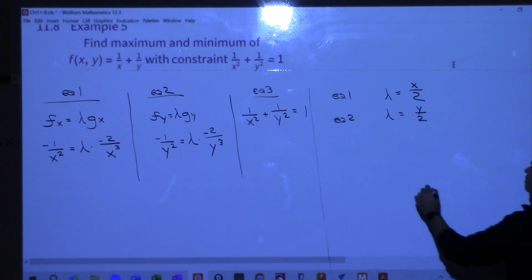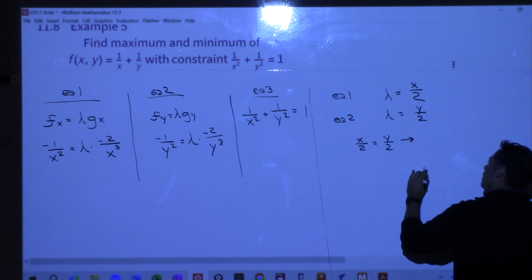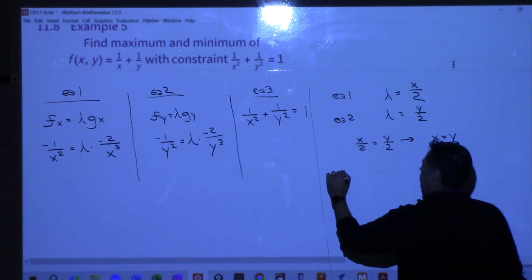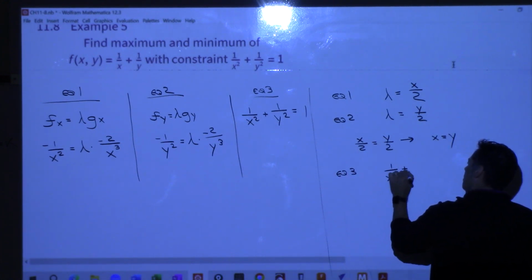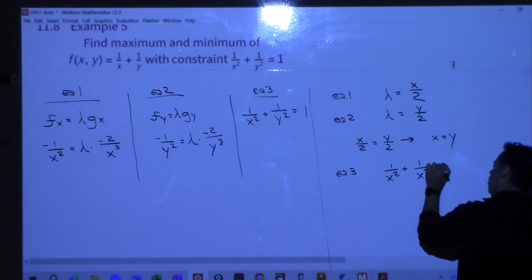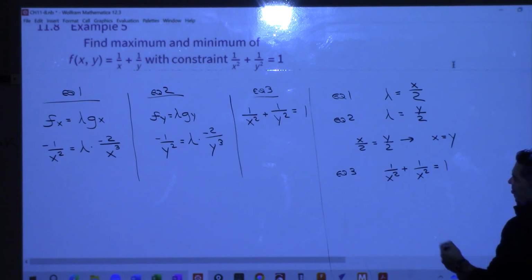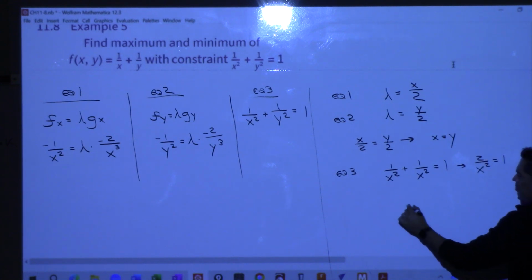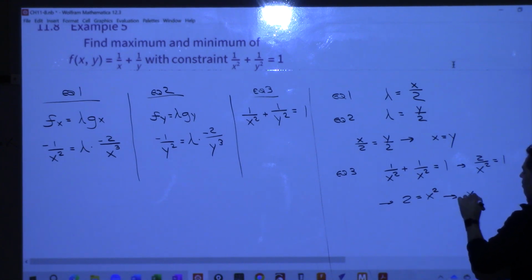You want to set them equal? So x over 2 equals y over 2, so obviously x is y. And then you can go to your third equation. You get 1 over x squared plus, I'll replace the y with x, so 1 over x squared equals 1. And then combine those together, you get 2 over x squared equals 1, which means that 2 equals x squared, which means x is plus or minus root 2.